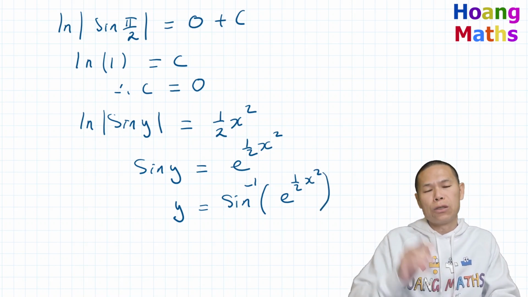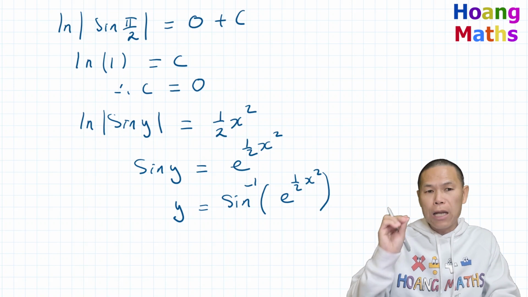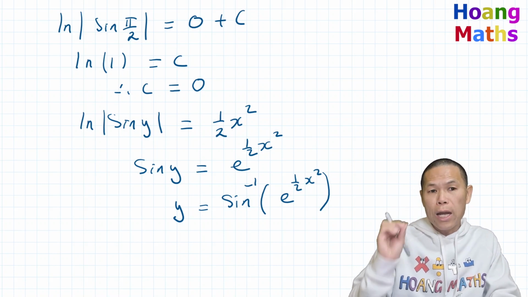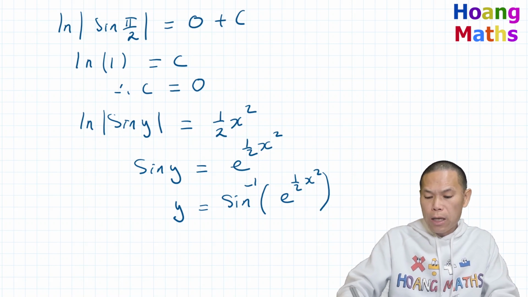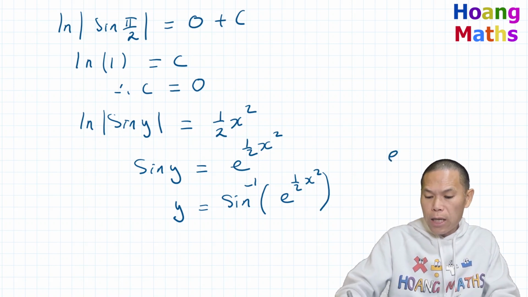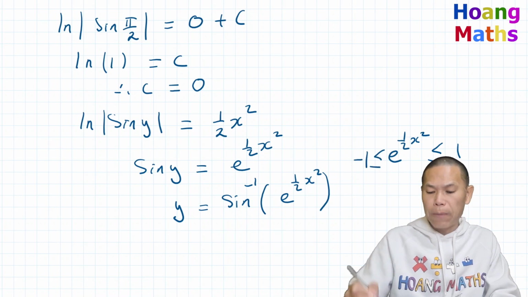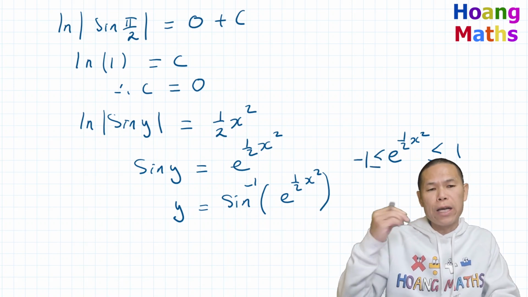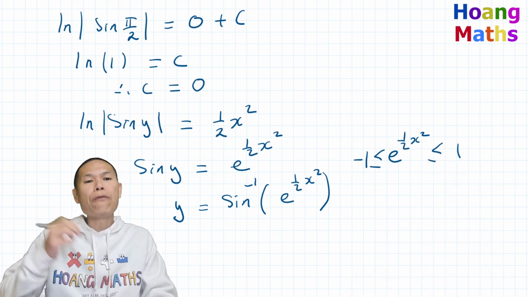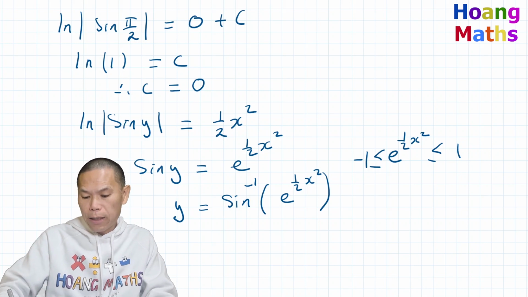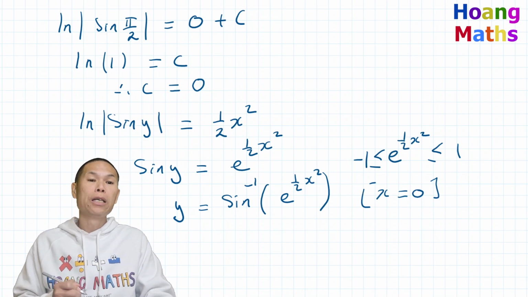And please take note of this. We know that for inverse sine, the value cannot be greater than 1 or less than negative 1. So in other words, e to the a half of x squared must be 1 or negative 1. And we know that e to the power half of x squared is always greater than 1, except when x equals 0. So therefore, the domain for x in this case is x equal to 0. Only that exists. Keep that in mind.